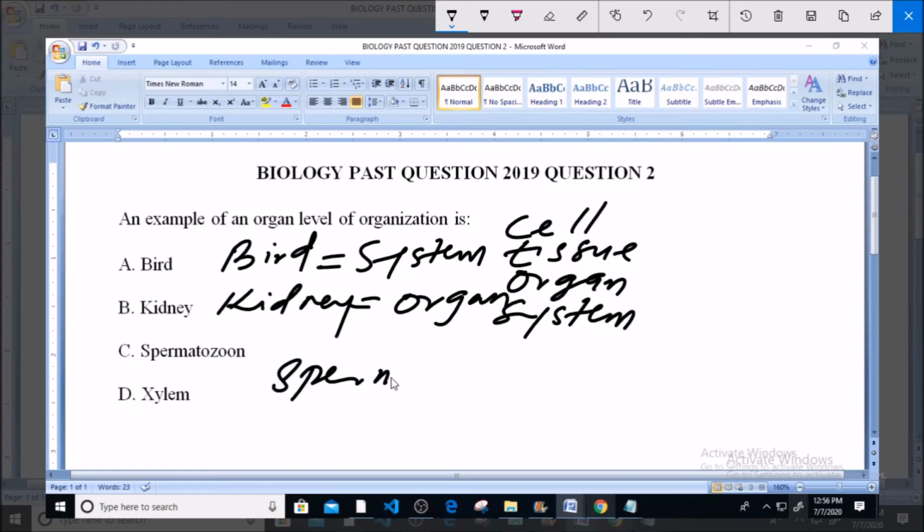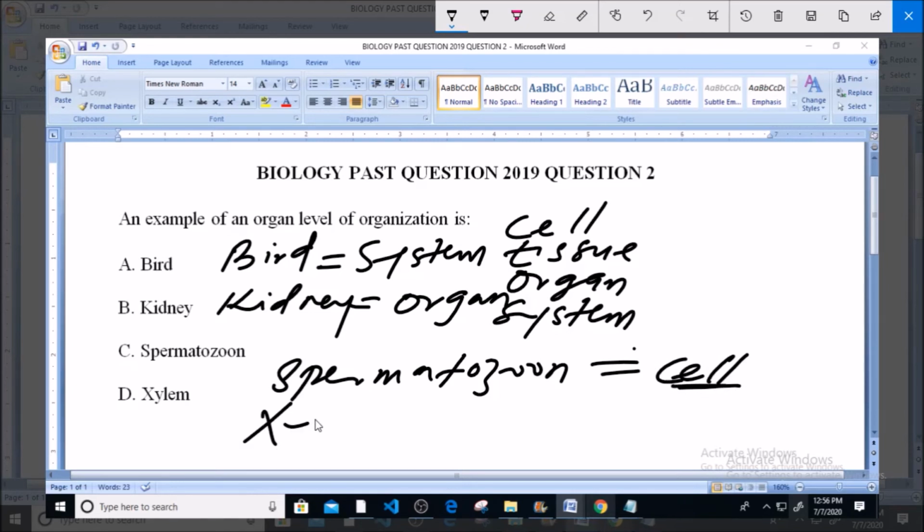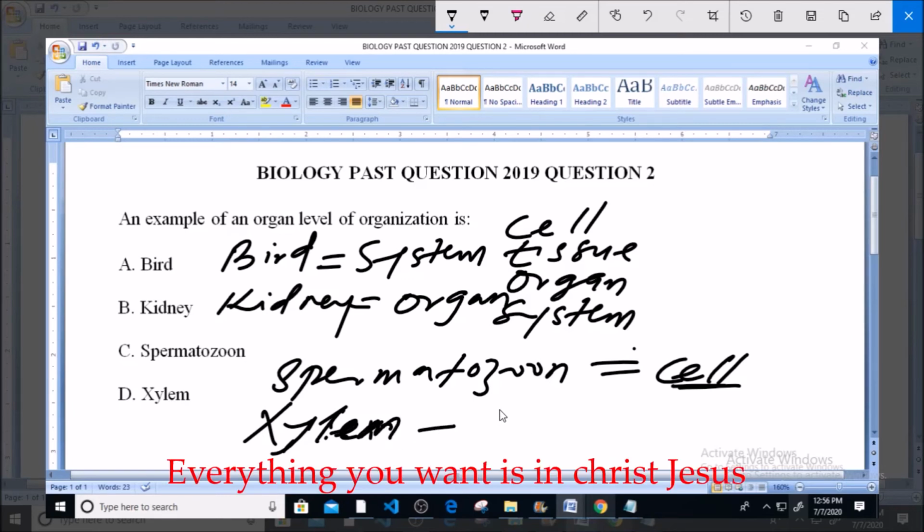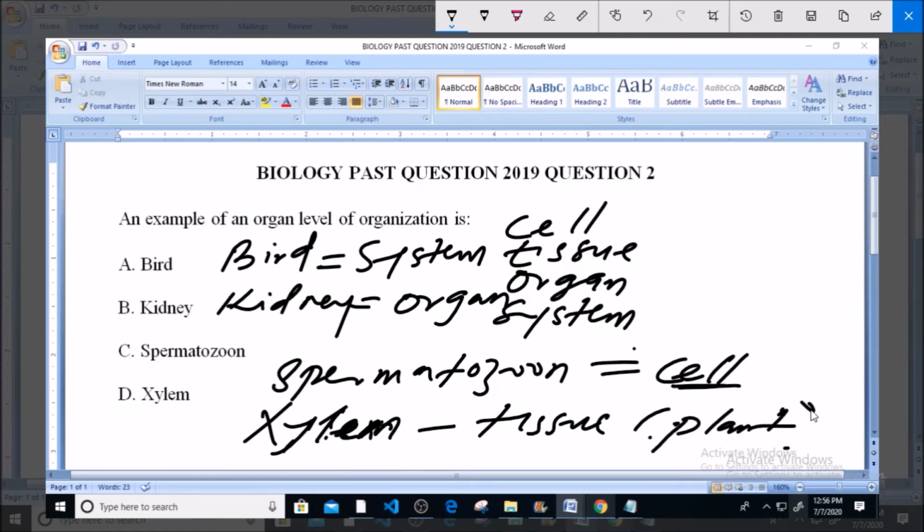The spermatozoon is a cell, a sex cell for males. So it is not made up of any level of organization because it is the basic level of organization, which is the cell, like I said earlier. The xylem is a tissue, a plant tissue, as it is made up of so many plant cells.